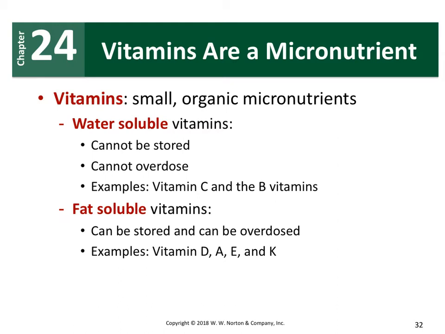There are also fat-soluble vitamins. They can be stored, and in large amounts, they can be toxins. So you can overdose on certain vitamins like vitamin D, A, E, and K. The reason we need a lot of vitamins is that they are coenzymes or cofactors that are used in chemical reactions with enzymes, which are proteins of different kinds.